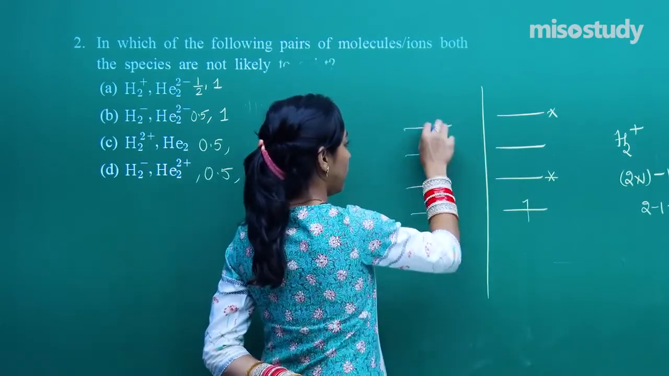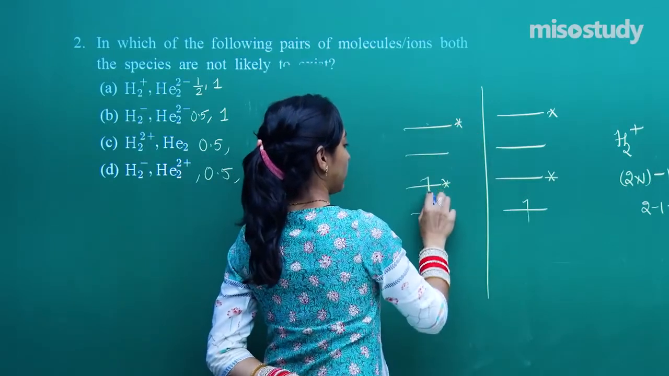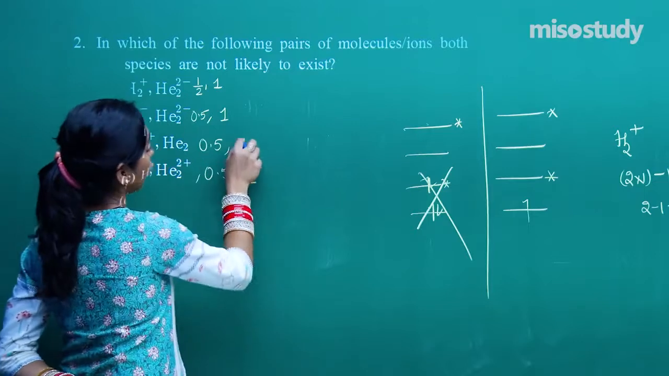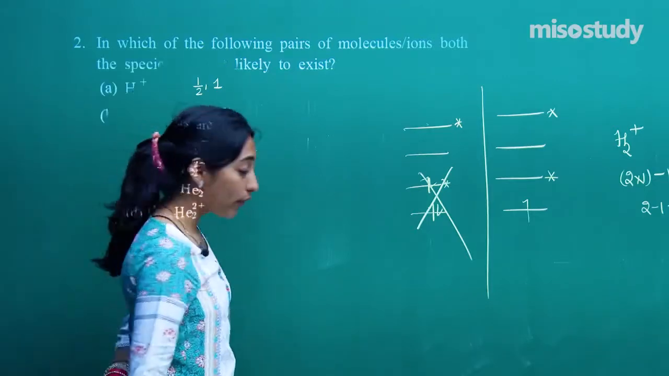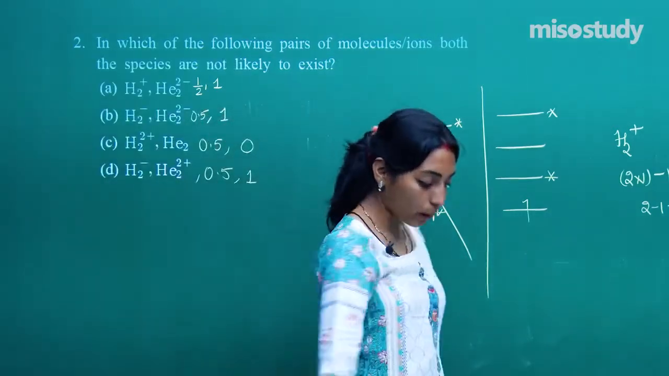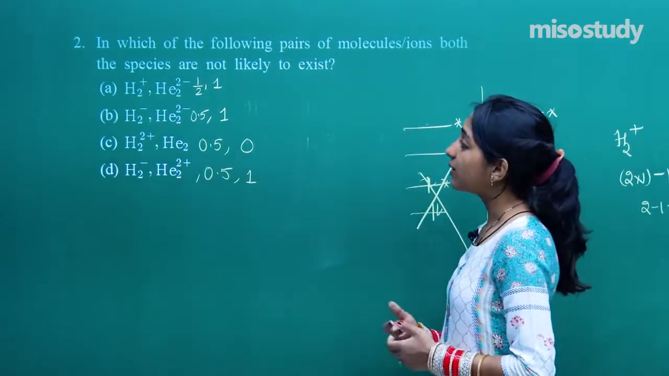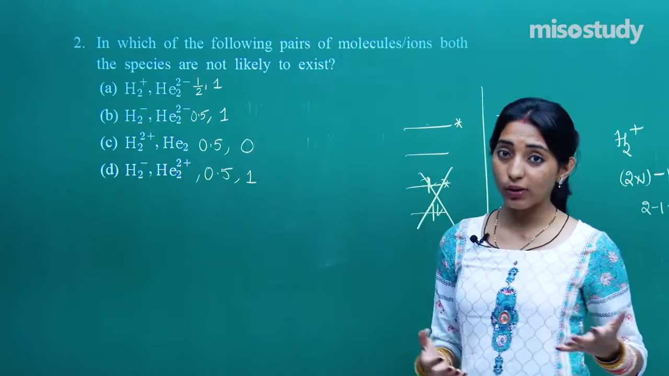Now 1, 2, 3, 4, right? And the bond order is coming out to be 0. Now if I ask you to read the question again, the question says, in which of the following pair of molecules or ions, both the species are not likely to exist.